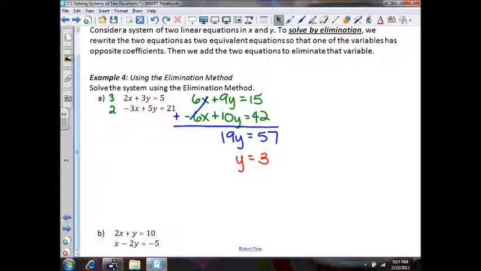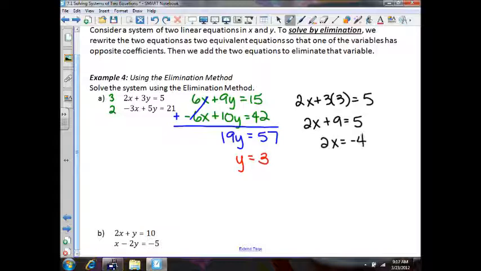Now, once we get y is equal to 3, we can put it into any of the two equations that we have. Let's choose the top one. 2x plus 3 times 3 equals 5. 2x plus 9 equals 5. 2x equals negative 4. X will equal negative 2. So your answer here will be negative 2, 3.